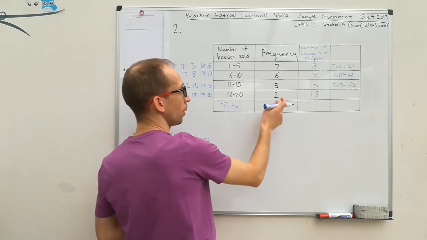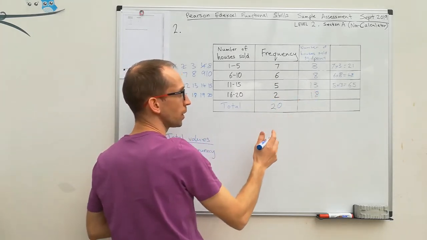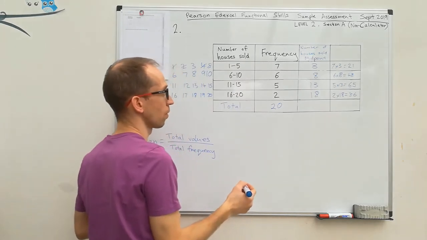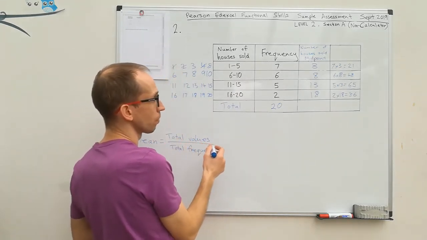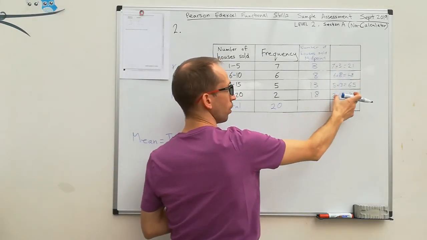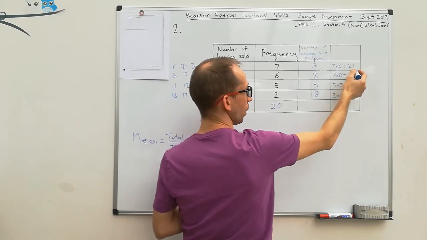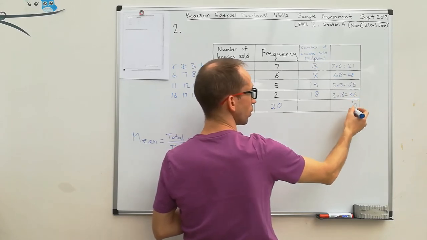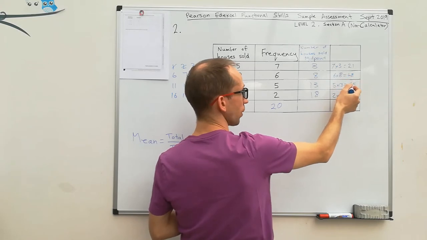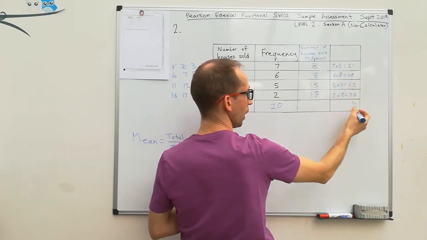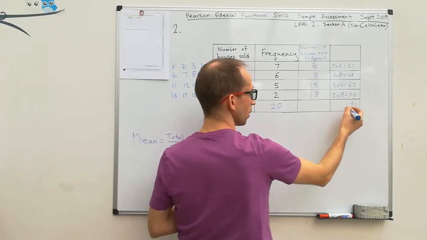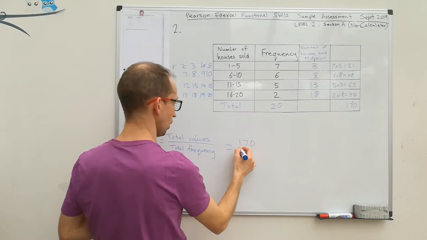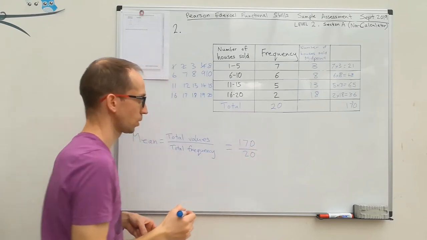2 times 18, well, I'm going to say 2 tens are 20, 2 eights are 16. So if I add 20 and 16 together, I get 36. Now, if I want to get my total values, then that's going to be the sum of these. Okay, so 1 plus 8 is 9, plus 5 is 14, plus 6 is 20. Carry the 2. 2 and 4 is 6, and another 6 is 12, and 3 is 15, and a 2 is going to be 17. So our total values, 170, and our frequency is 20.